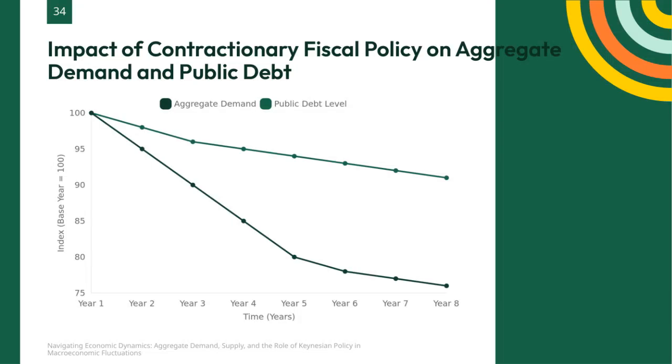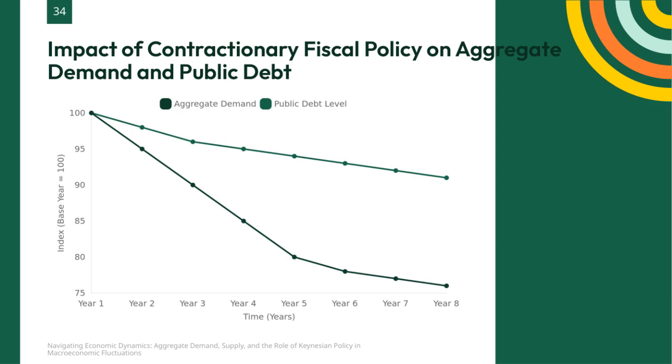Here, we can see the impact of contractionary fiscal policy over an 8-year period, focusing on two key metrics: aggregate demand and public debt levels. Starting at a baseline index of 100 in the first year, both measures gradually decline over time. Aggregate demand decreases more steeply, dropping to 76 by year 8, indicating significant reduction in overall economic activity as fiscal tightening takes effect. Meanwhile, public debt also slowly declines, but at a much more gradual pace, reaching 91 in year 8.